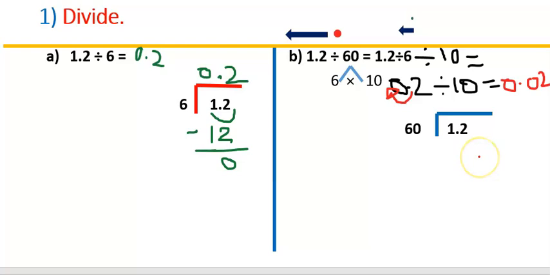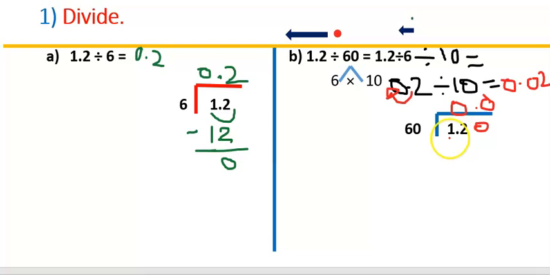So I will try it by using the standard algorithm. How many times does 60 go into 1? It's 0. And put the decimal point up. How many times does 60 go into 12? 0. And now I have to add 0 right here.